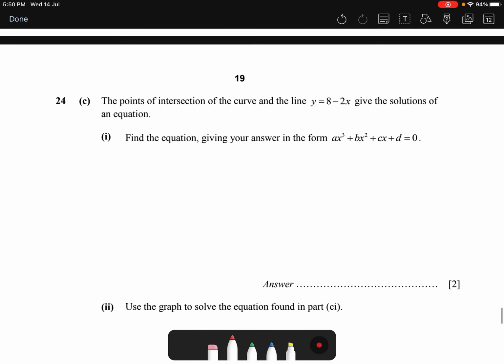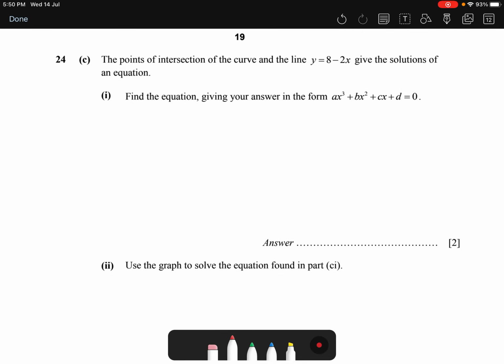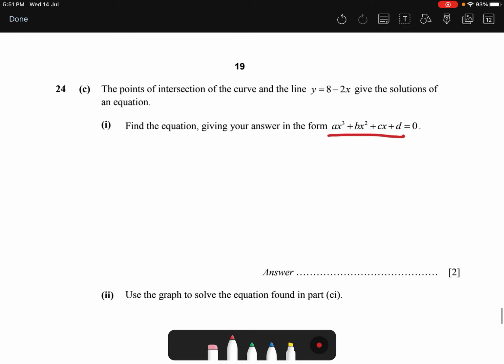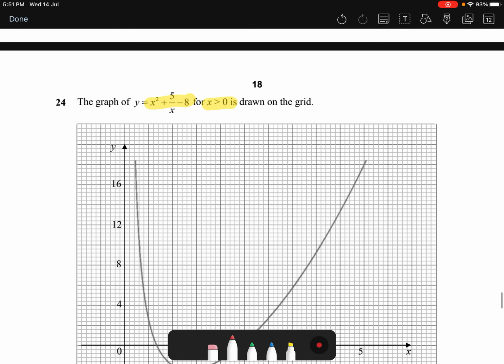Let's move on to part C. Part C is also a very common question nowadays in O-level. They say that the points of intersection of the curve and the line y equals 8 minus 2x give the solution of an equation. Definitely y equals 8 minus 2x is my straight line graph. Find the equation, giving your answer in the form ax cubed plus bx squared plus cx plus d equals 0. The graph given is y equals x squared plus 5 over x minus 8.